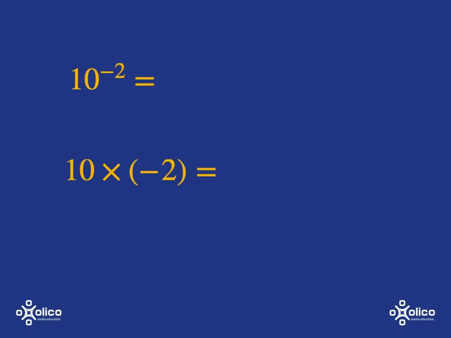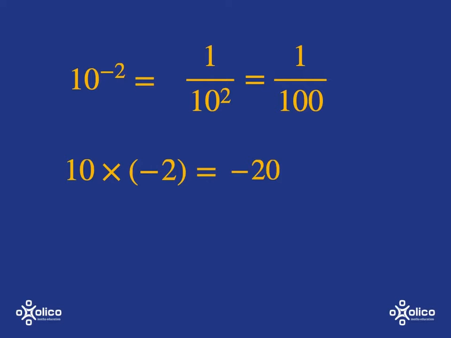Alright, so let's look at some numbers and see if we can make sense. Let's see what is the difference between having 10 to the power of negative 2 versus having 10 multiplied by negative 2. Well, 10 to the power of negative 2, when there's a negative in the exponent, it doesn't make the number negative. It simply tells you to go 1 over the number. So it's going to be 1 over 10 squared, and 10 squared is 100. So 10 to the negative 2 is 1 over 100. In contrast, 10 multiplied by negative 2 is negative 20.